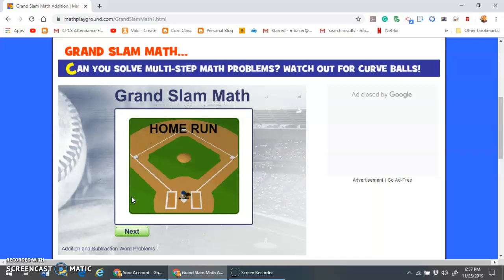Again, this is a great game for students to practice simple addition and subtraction problems. Also, it's a great way for students to work on their word problems, multi-step word problems. Let's just go ahead and do one more.